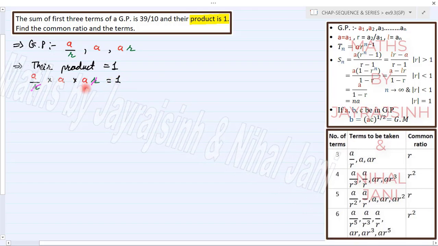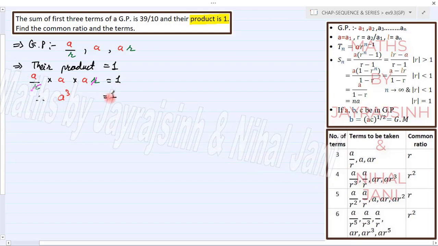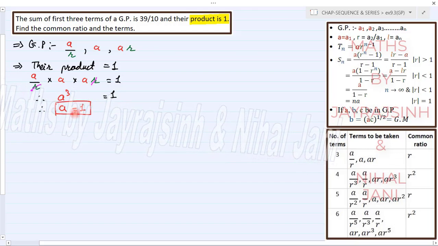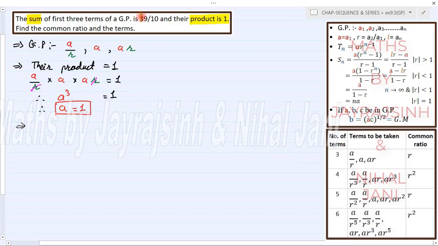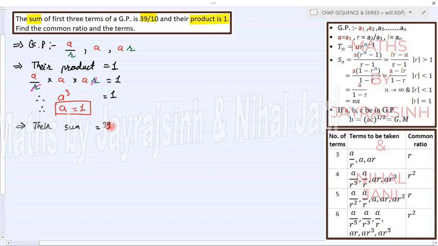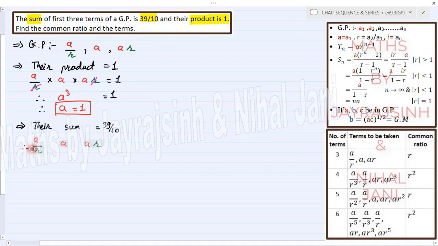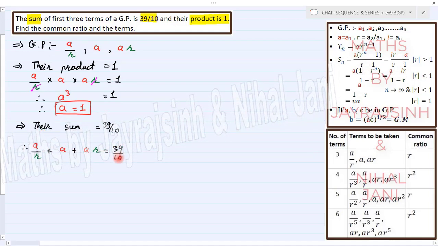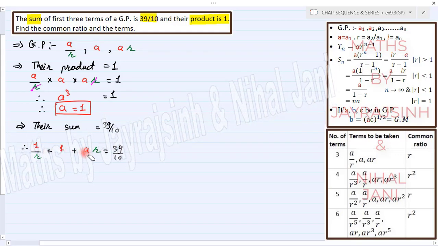So, your R's will cancel out and you will get A cube is equal to 1, which will give us A is equal to 1. Now, to get R, we have to use another condition, that their sum is equal to 39 by 10. So, again, get the terms and take summation of them. And we also get the value of A, which is 1.